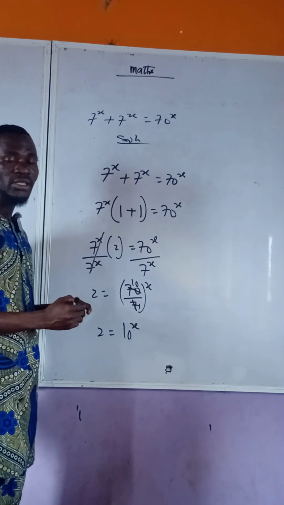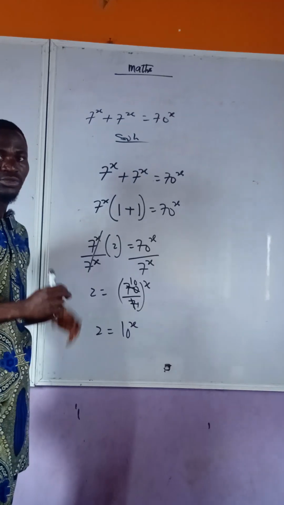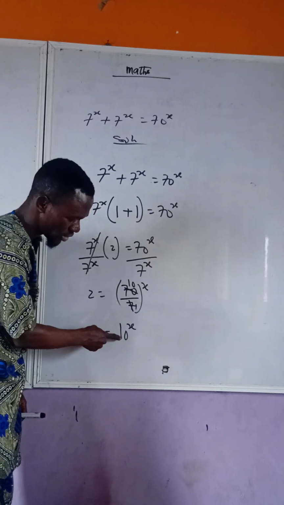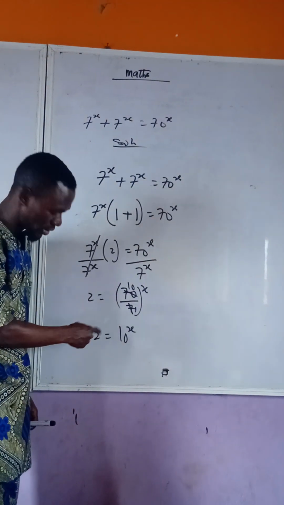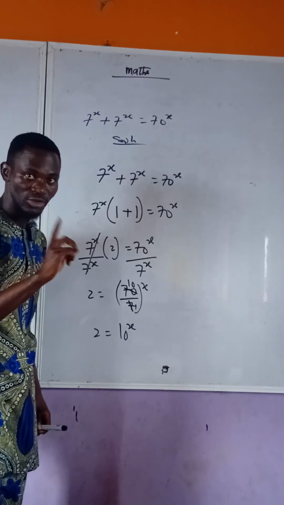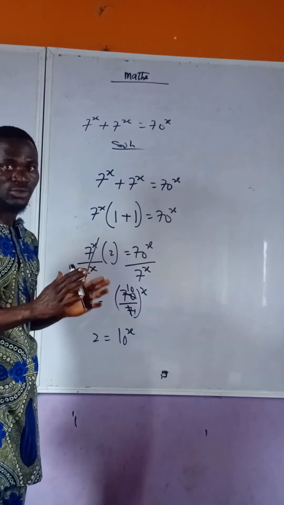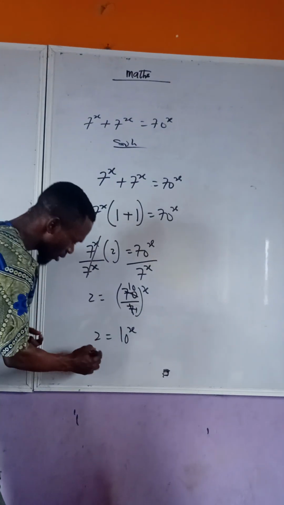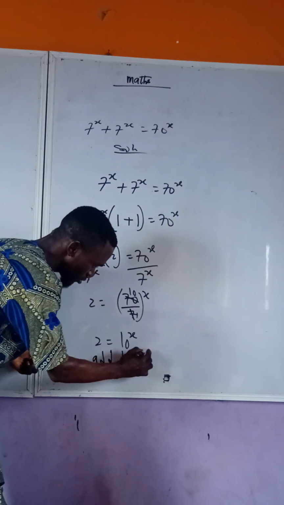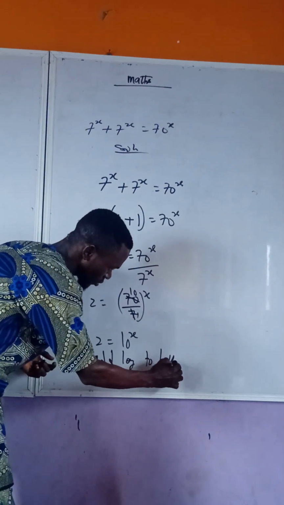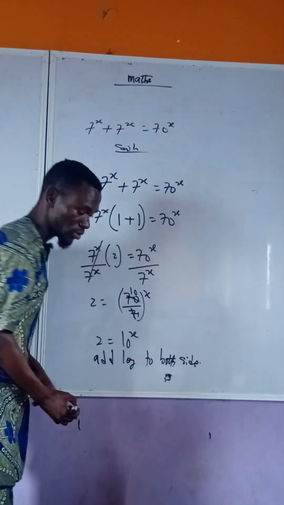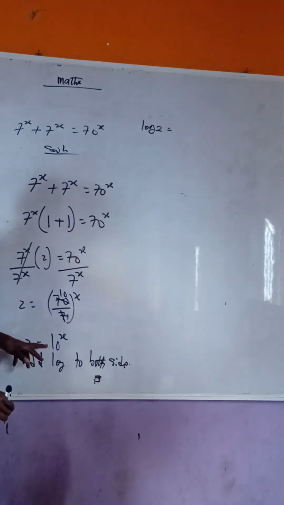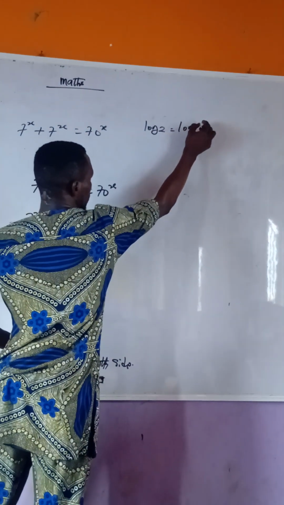Now, in this case, to find the value of x, to make x the subject here, there's no way we can put this 10 in an index form to have the same base as this 2. It does not work, okay? What we can only do here is add log to both sides. So we are going to add log to both sides, and that will give us log 2 equals log 10 to the power of x.